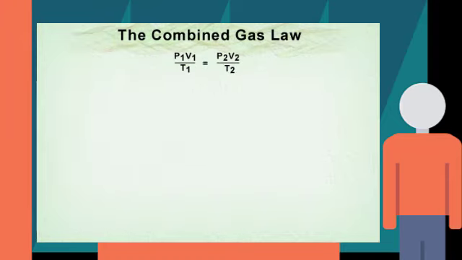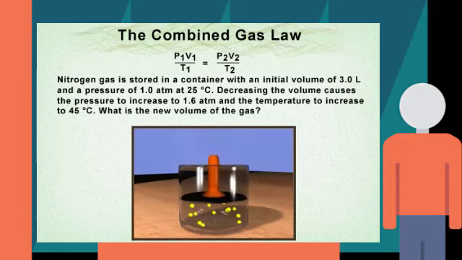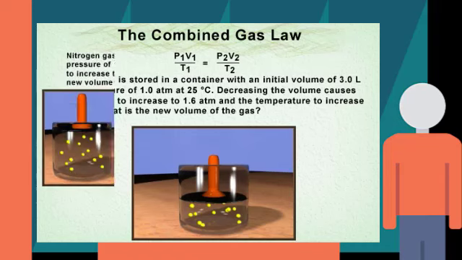The combined gas law can be used to solve the following problem. Nitrogen gas is stored in a container with an initial volume of 3 liters at a pressure of 1 atmosphere at 25 degrees Celsius. Decreasing the volume causes the pressure to increase to 1.6 atmospheres and the temperature to increase to 45 degrees Celsius. What is the new volume?